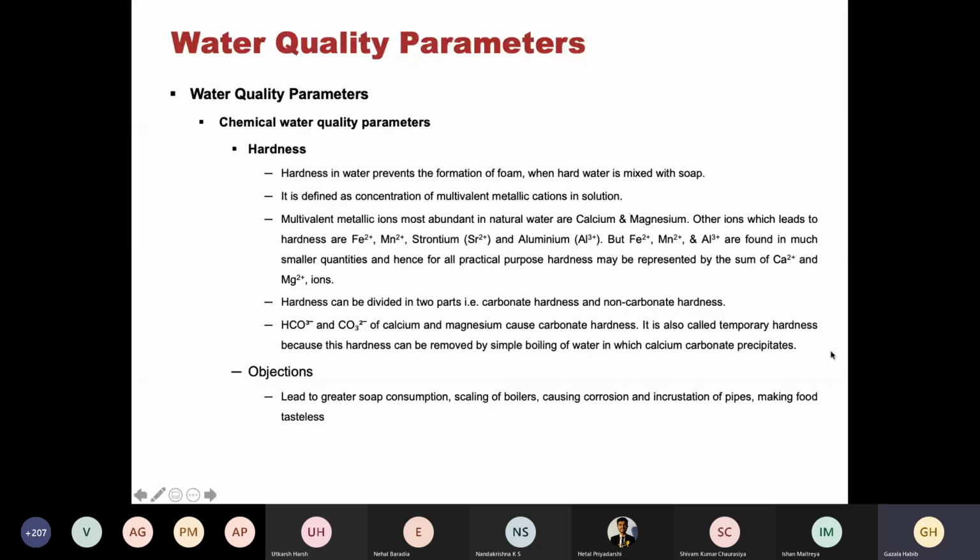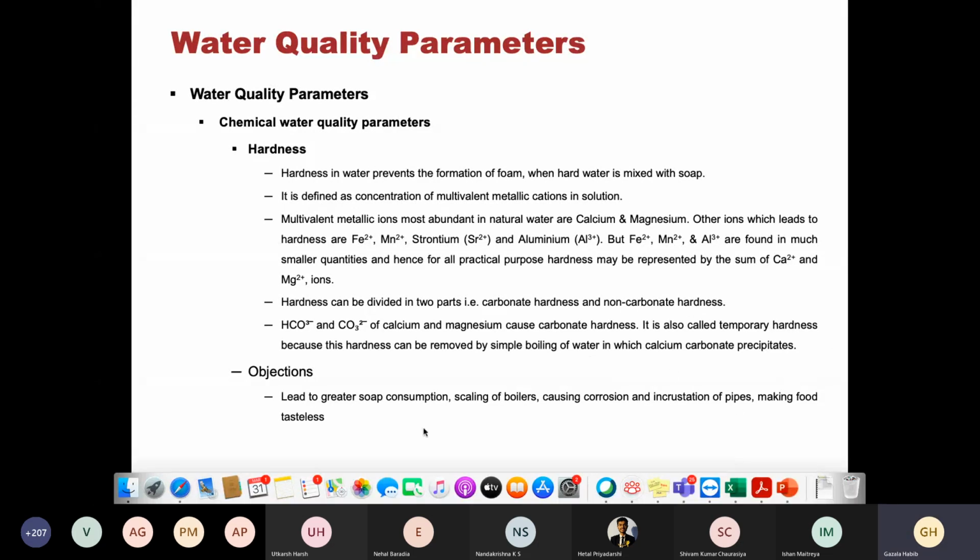Hardness is objectionable: it leads to greater soap consumption. Hard water means the soap consumption will be high because it restricts the formation of foam when you use the water with soap. Scaling of boilers may happen, it can cause corrosion of the pipeline, and it makes the food tasteless, and so on.